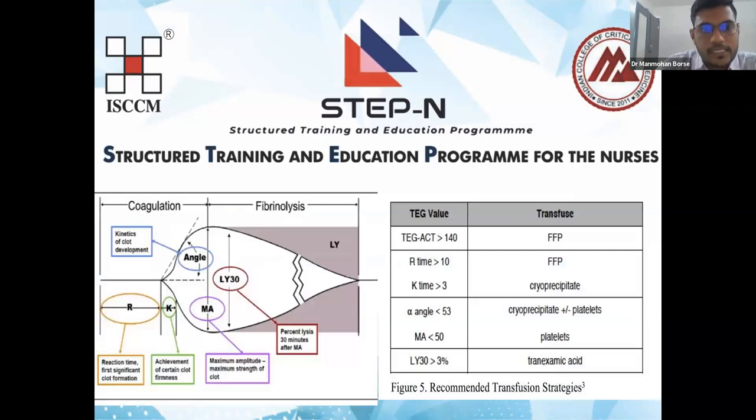Okay, so as I said, we can see the R time, K time, alpha angle, maximum amplitude, and lysis at 30. If R time is prolonged, we'll treat with FFP. If K time is prolonged, we'll treat with cryo. If alpha angle is low, it can have an impact on platelets also, so we'll consider cryo plus or minus platelets. If the maximum amplitude is less than 50, the normal value being 50 to 70, we'll treat with platelets. And if lysis is more than 10%, where normally it is 0 to 10% at 30, if it is excess, we'll treat with tranexamic acid.